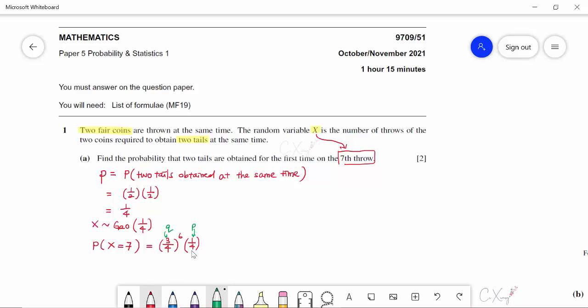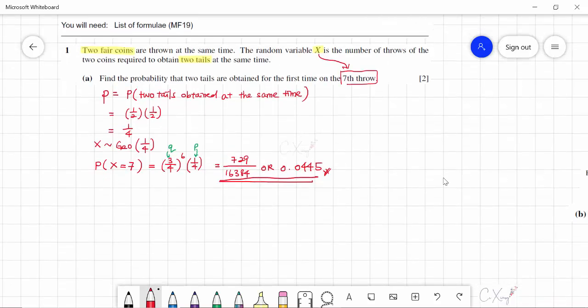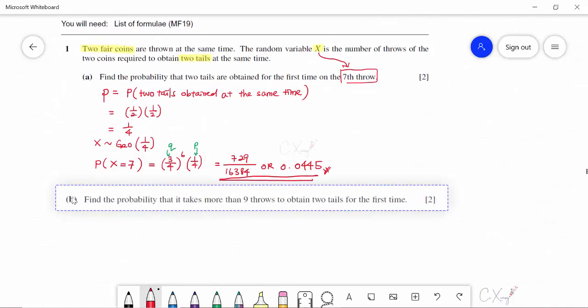All right, once you know how to input all these values, you can just press the calculator and you should be able to get 729 over 16384. Or you can change it to 3 significant figures, which is 0.0445. Right, so this is the answer for question number 1, part (a). Okay, then now we can proceed to part (b).